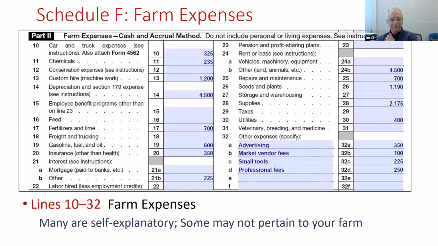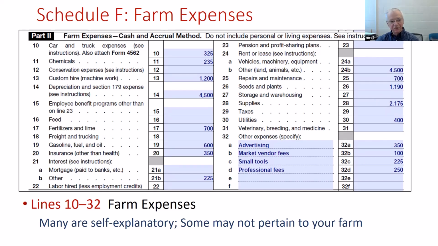Expenses, pretty much a lot of these are self-explanatory. They're listed alphabetically. Some are going to pertain to your farm, some probably are not. In some of the categories, you may have additional categories that you use that are summarized in one of the individual lines. Like, for instance, feed, you might have different types of feed, or supplies, you're going to have different categories of supplies which you bring together and report as supplies under line 28.